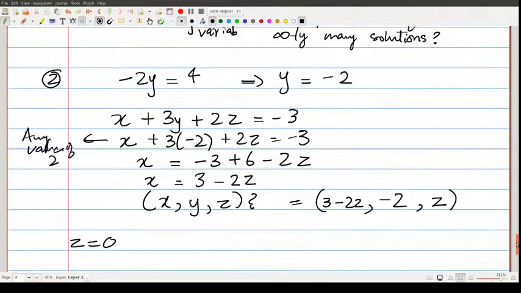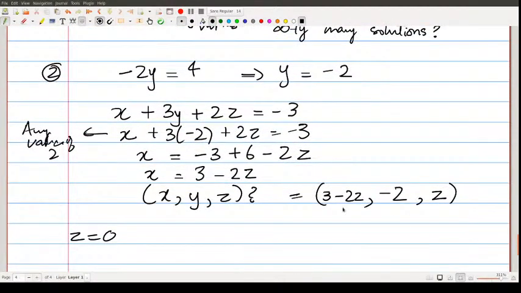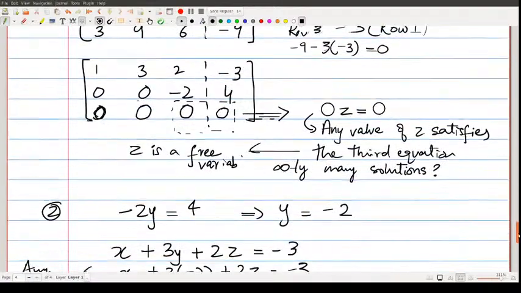So in this system, z became a free variable, right? We can take any value of z and find a solution. So let's test it out and take a value of z. If I take z to be 0, then x, y, z becomes 3, minus 2, 0, since 3 minus 0 is 3. So one solution for this problem is 3, minus 2, 0, and let's just test it out.